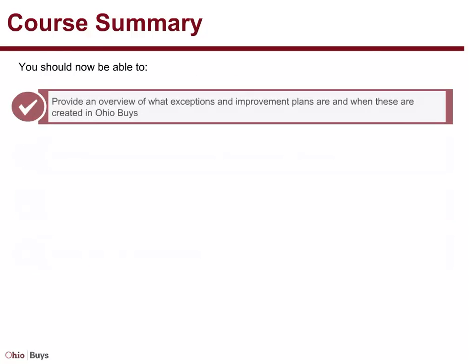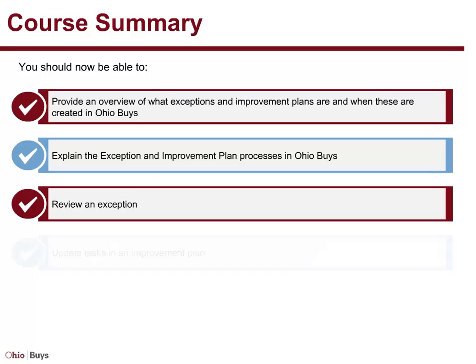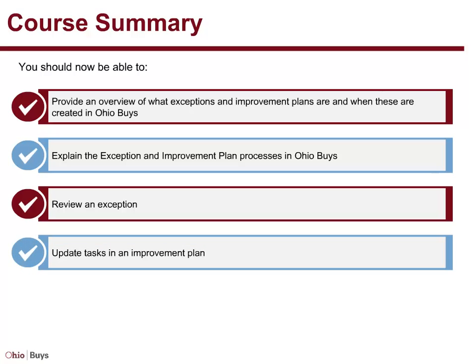You should now be able to provide an overview of what exceptions and improvement plans are and when these are created in Ohio Buys. Explain the exception and improvement plan processes in Ohio Buys. Review an exception. And update tasks in an improvement plan.